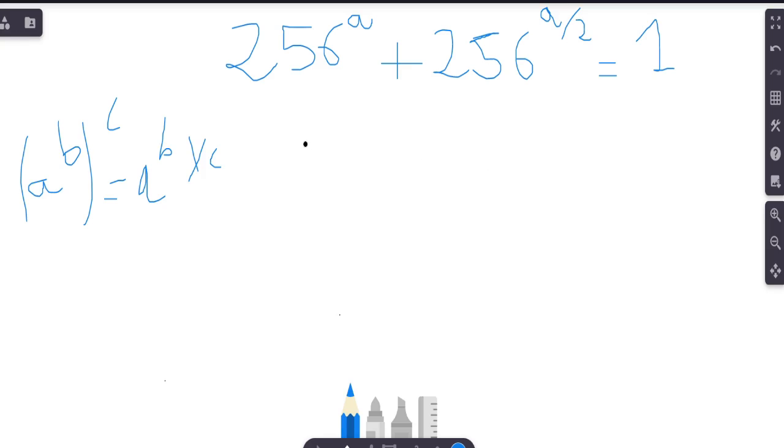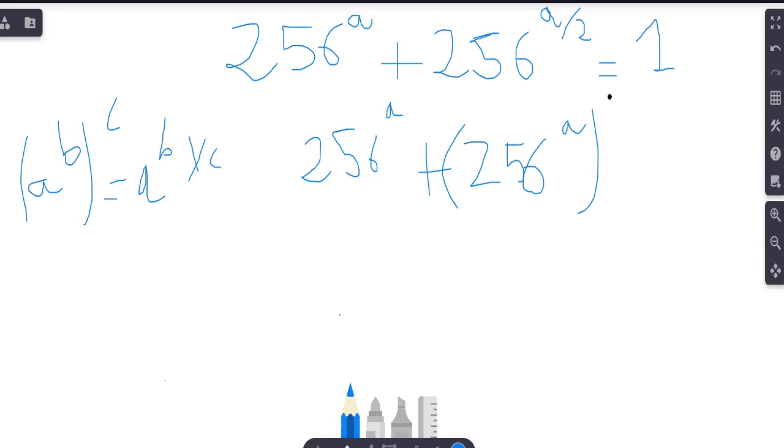So here we can rewrite 256 to the a plus 256 to the a, to the 1/2, and we are going to bring the 1 to the left side of the equation. So minus 1 equals 0.